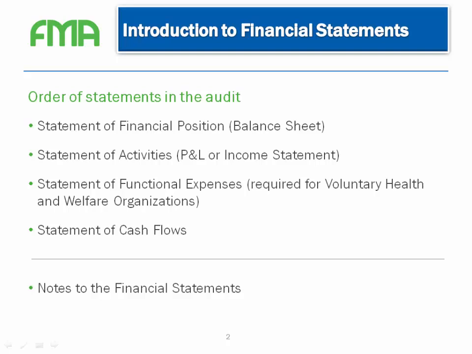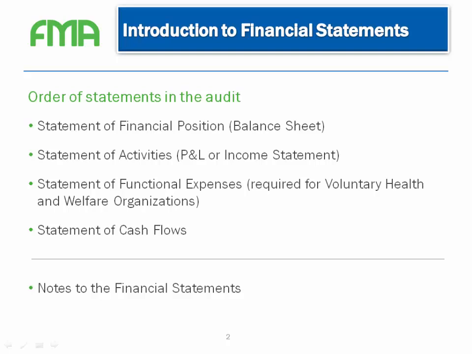As you'll see on the screen, this is a required financial statement for what are known as voluntary health and welfare organizations. So not all nonprofits are required to include the statement of functional expenses. It's optional for organizations which are not voluntary health and welfare organizations. We typically think of it as best practice to include it regardless, but the only organizations for whom it is required are voluntary health and welfare organizations. This is a specific type of organization, and if you're not sure about whether you are one or not, check with your auditor.